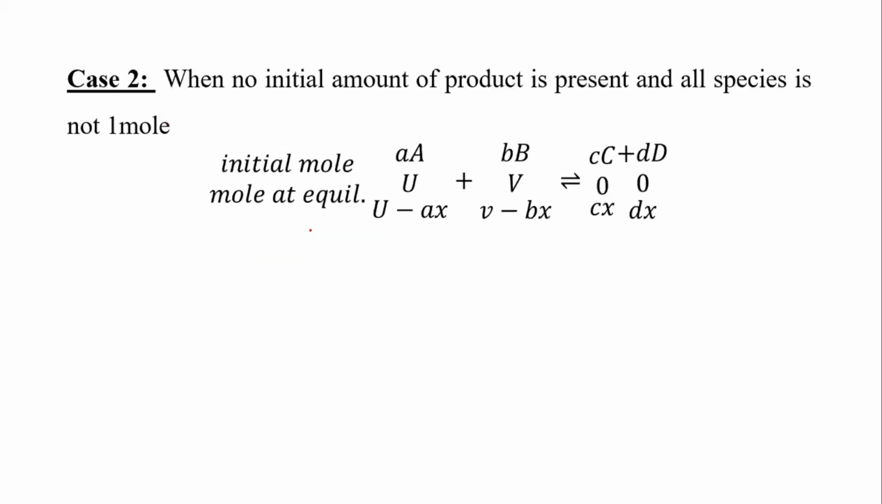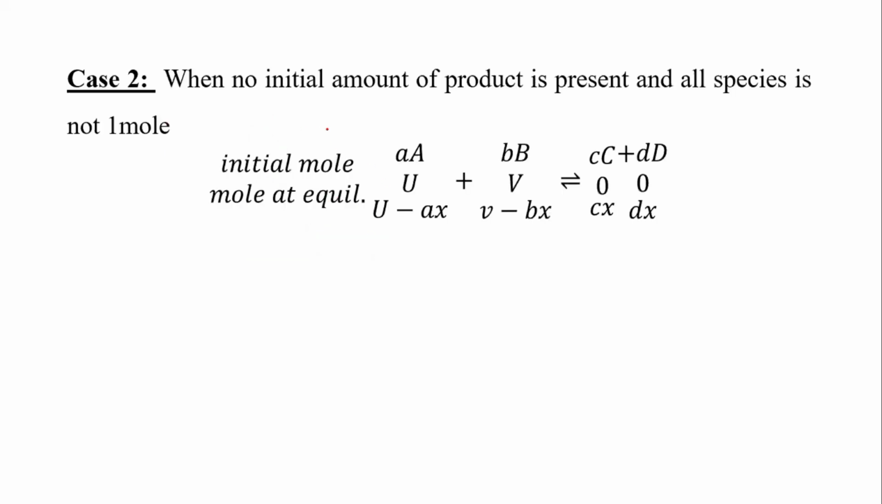And so you'll be able to calculate the Kc for each of the species. Since the volumes are also included, Kc is X squared over V squared, divided by U minus X over V, times V minus X over the volume.